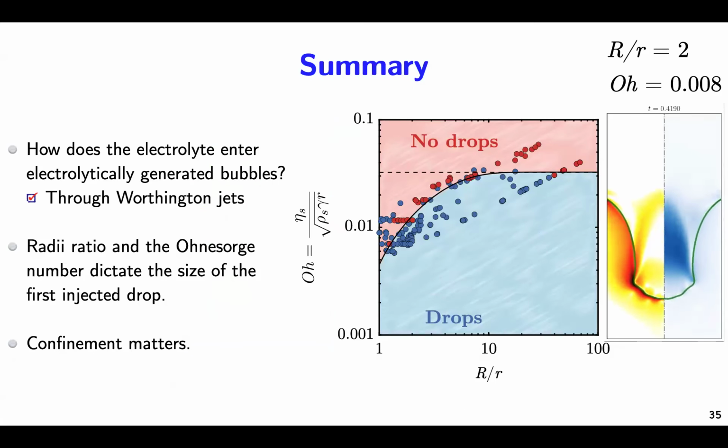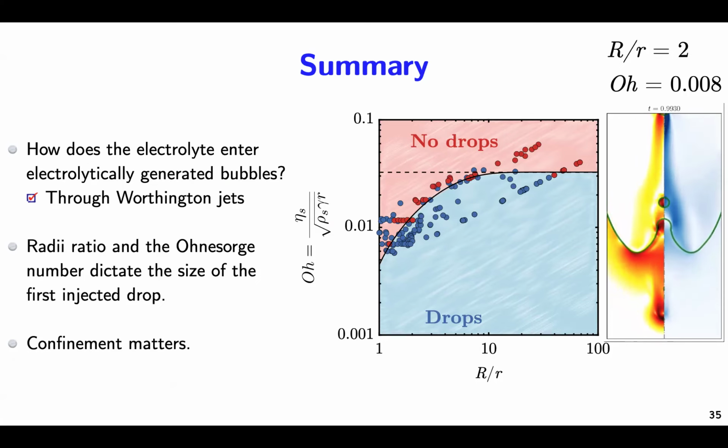Okay, so with that, I would like to summarize the results. So the question: how does the electrolyte enter electrolytically generated bubbles? Well, the answer is through a Worthington jet, which forms when the capillary waves which were traveling post singularity from the neck region reach the south pole, then create a Worthington jet, which then breaks because of a Rayleigh-Plateau type of instability and creates droplets. And then in this process, the radius ratio and the Ohnesorge number dictate the size of the first injected drop, and also dictate when the droplets will form and when the droplets will not form, as shown in the two phase maps that I have shown during this talk.